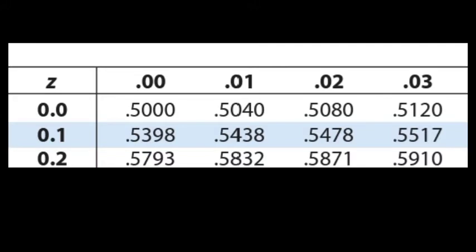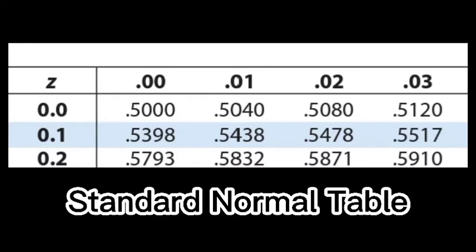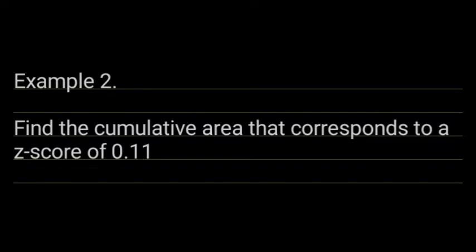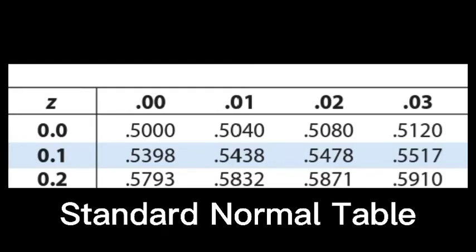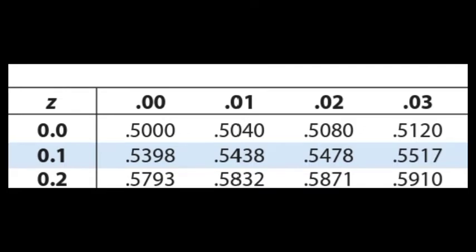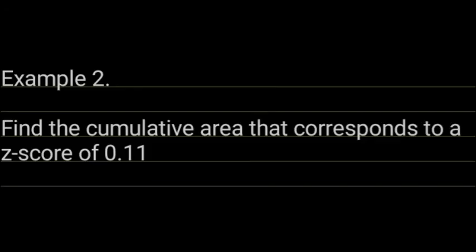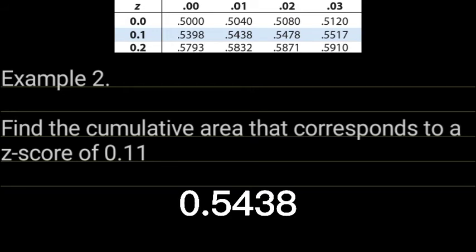Without further ado, let's try to find the cumulative area that corresponds to a z-score using a standard normal table. Here is the example. We can directly find the area that corresponds to the z-score of 0.11 by using the standard normal table, finding 0.1 in the left column and then moving across the row to the column under 0.01. The number in that row and column is 0.5438. So the area is 0.5438.